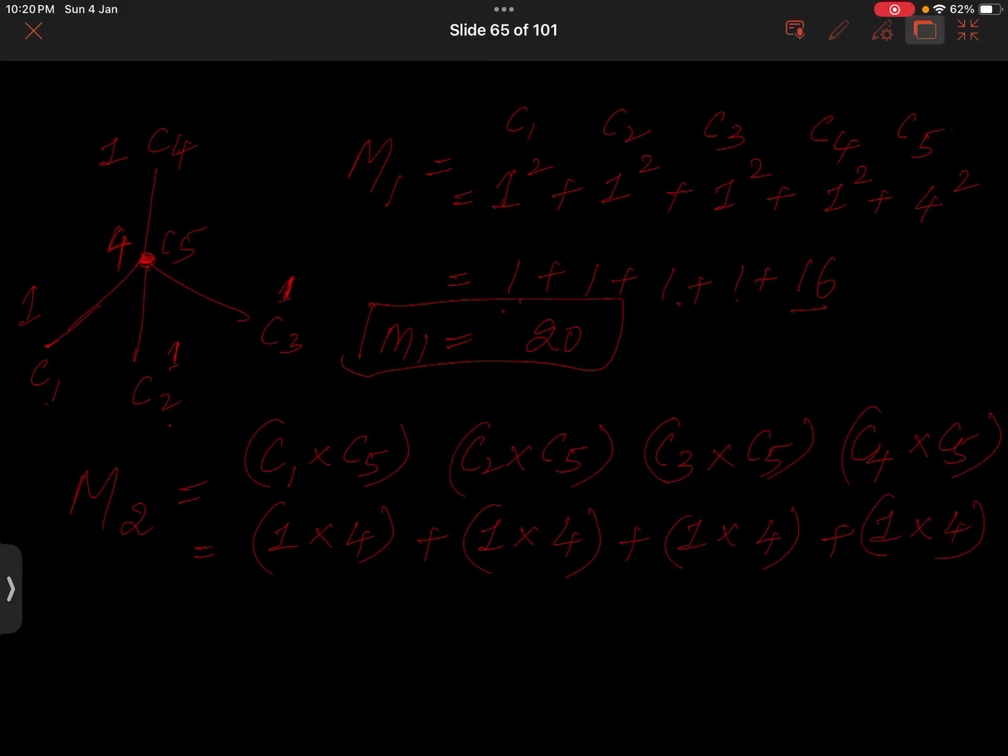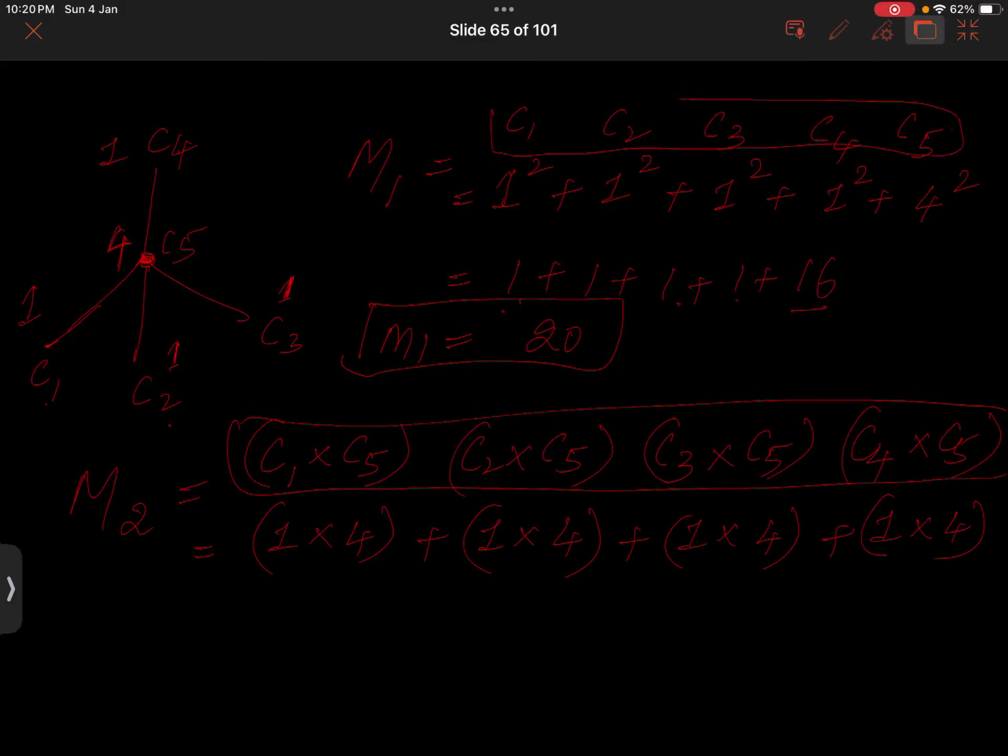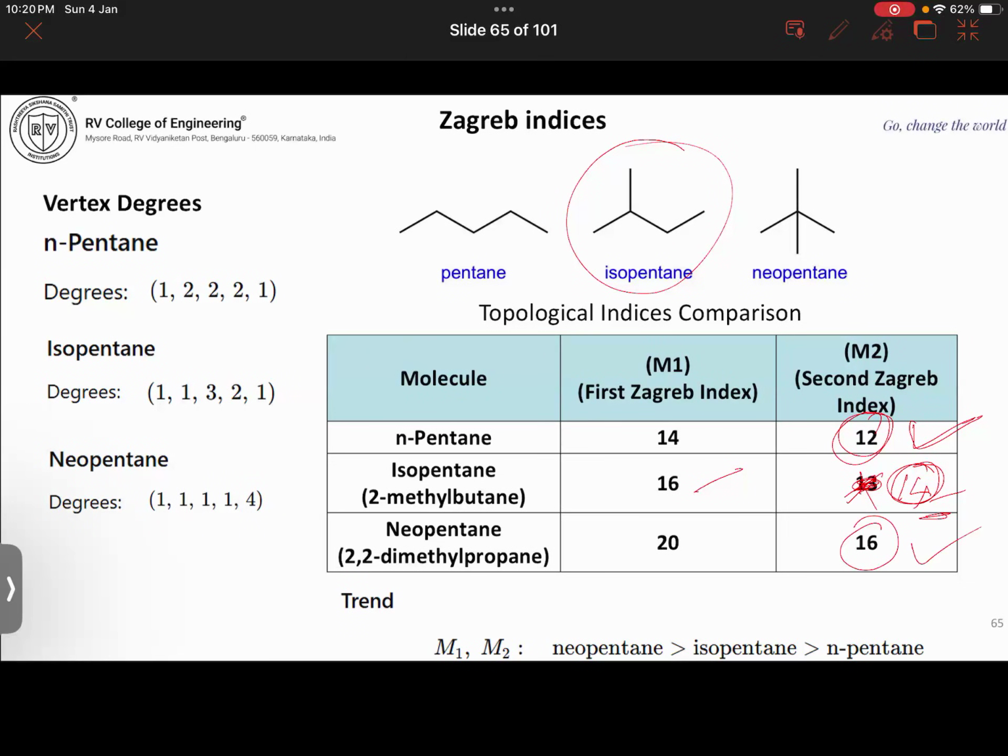Okay. This is actually the formula. But C1, C2, C3 has to be written only for reference. But the formula is this one directly. You should write here. So this is 4 plus 4 plus 4 plus 4. So this would be 16. So this is the Zagreb number M2 for this neopentane. So this is how we should calculate the Zagreb number 1 and 2 for the various compounds. So this is wrongly printed as 13, but this is 14.